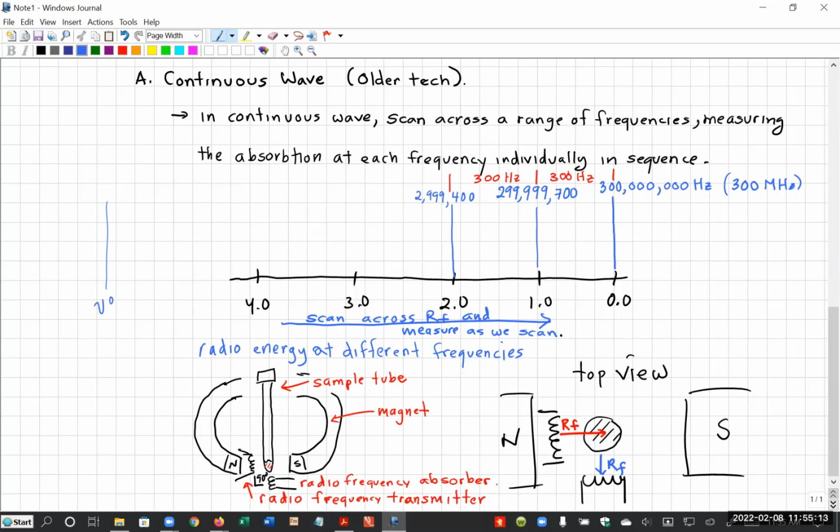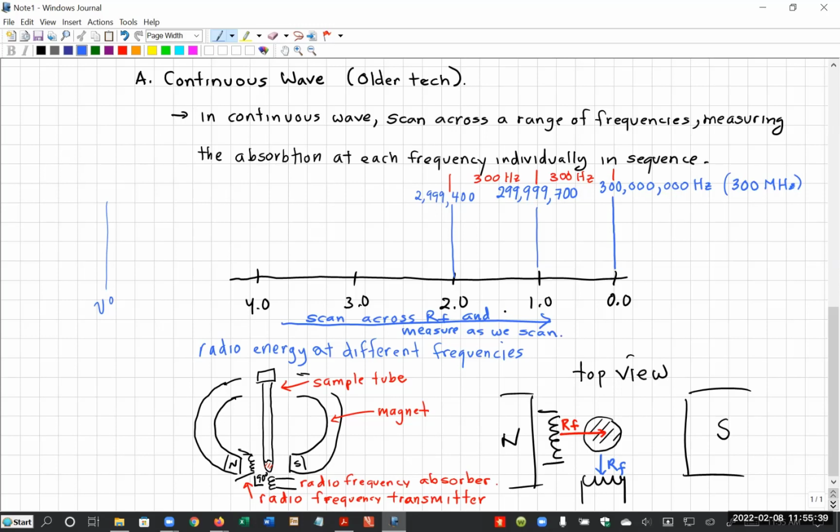So, oh, I'm absorbing that. Then static, static, static. Oh, now I'm absorbing again. Does that make sense? It's the easiest way for you to conceptually understand, and probably the way you would say this is how it should work. You just scan across, look at where it absorbs, then put that on a piece of paper or into a computer. Those are my absorption frequencies.